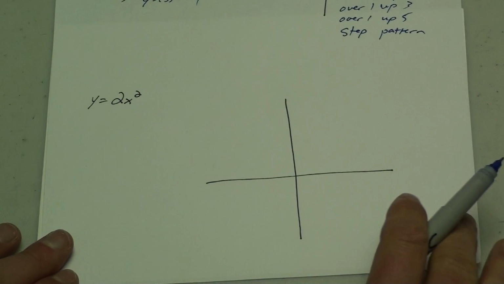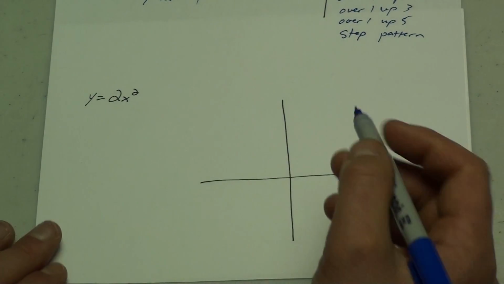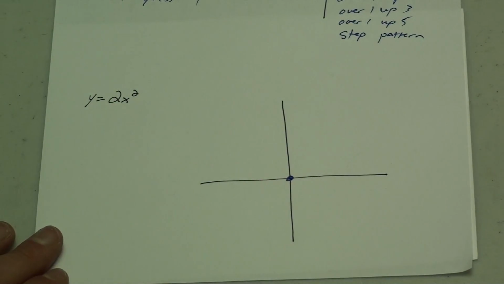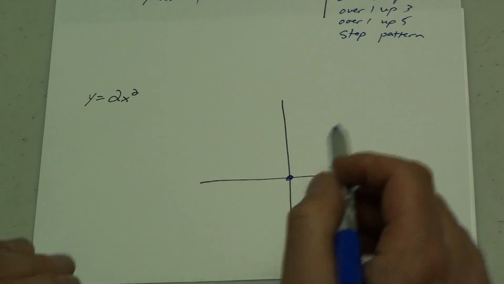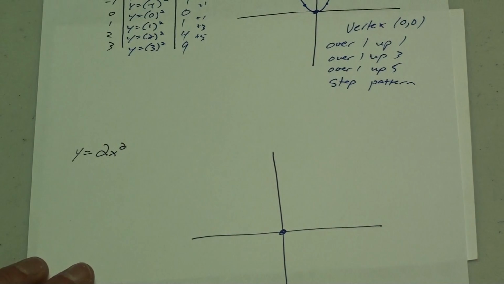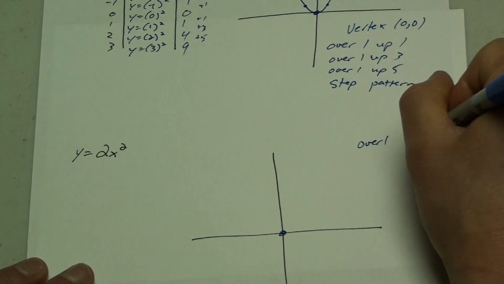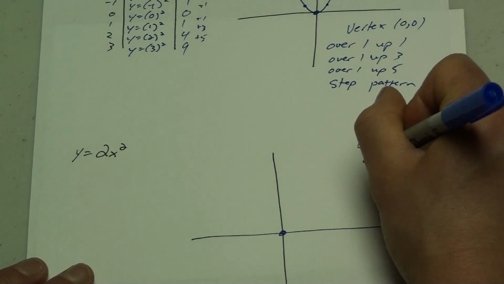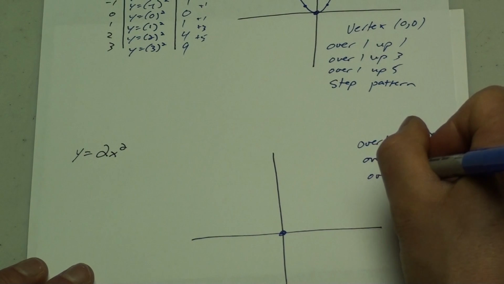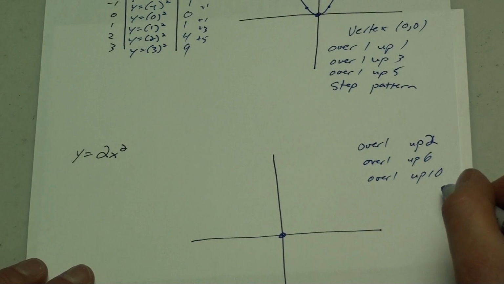Let's change the value of the quadratic. So now I have y equals 2x squared. It again is going to start at 0, 0. If I put 0 in for x, I get 0 for y. But now my step pattern is going to change. It's not going to be over 1, up 1, over 1, up 3, over 1, up 5. It's going to be multiplied by 2, but only the y values. So it's going to go over 1, up 2, over 1, up 6, over 1, up 10. It was the basic step pattern, but double in the y values.